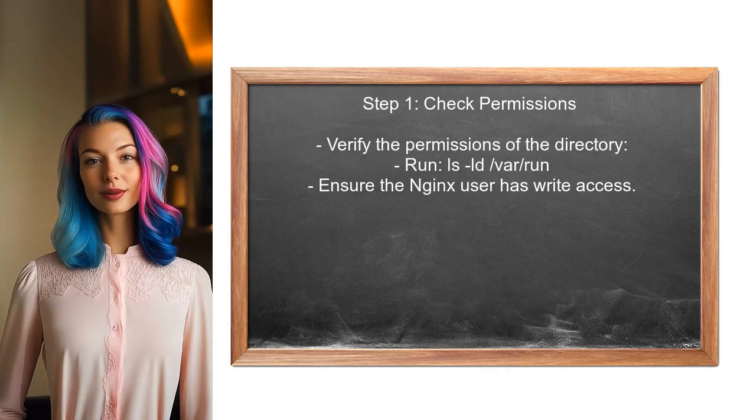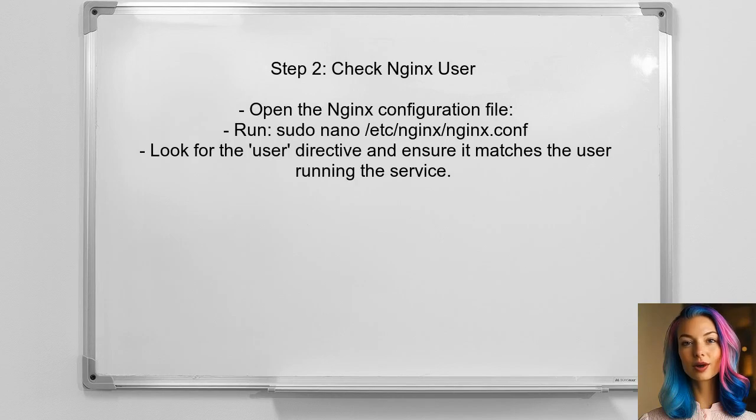To begin resolving this issue, the user should check the permissions of the directory where nginx is trying to create its PID file. This is typically located at /run/nginx.pid. Next, the user should ensure that the nginx service is running under the correct user.